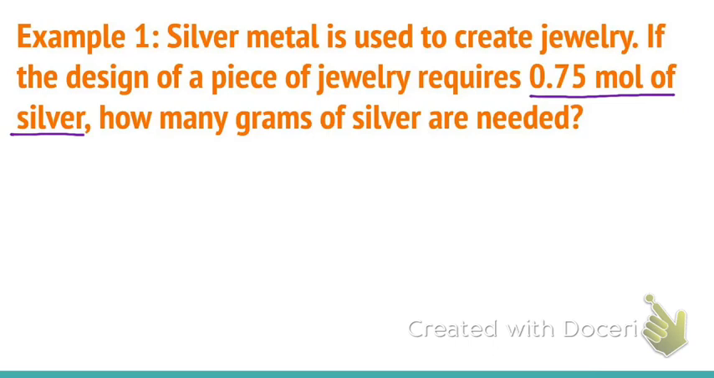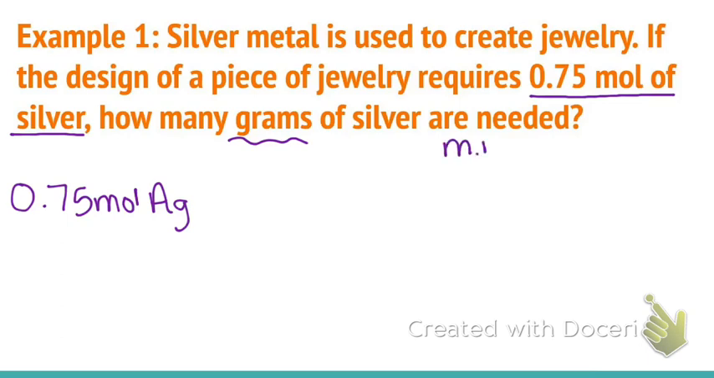The next thing that we need to know is what we're solving for, which is grams. As we get started, I can write my given, 0.75 moles of Ag. And it wants to know how many grams. So that means we need to know the molar mass of the compound that we are working with. In this case, it's not really a compound, but it's an element. And I'm going to abbreviate molar mass as MM, for molar mass of Ag.